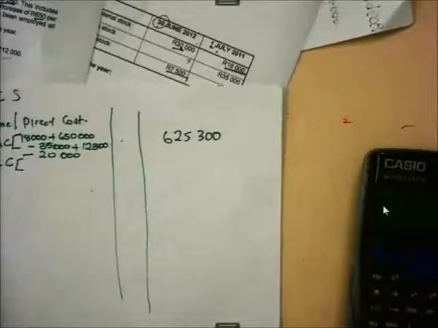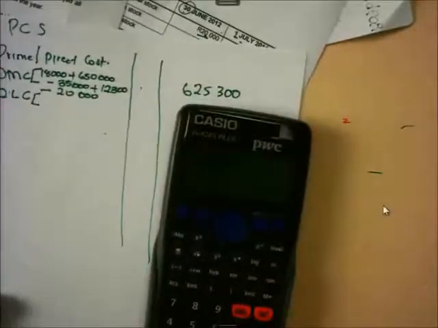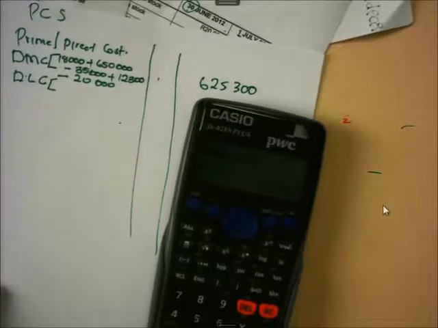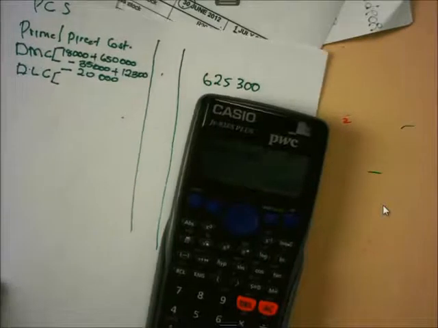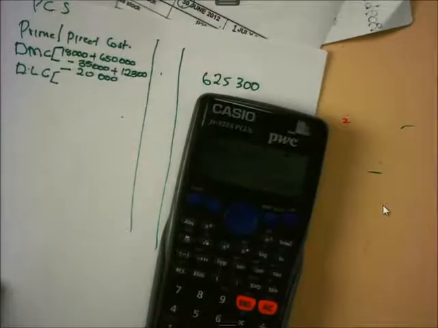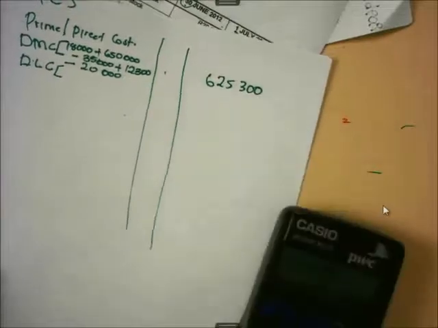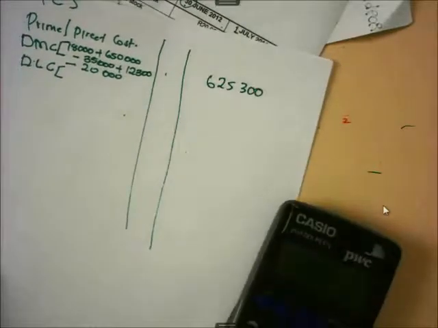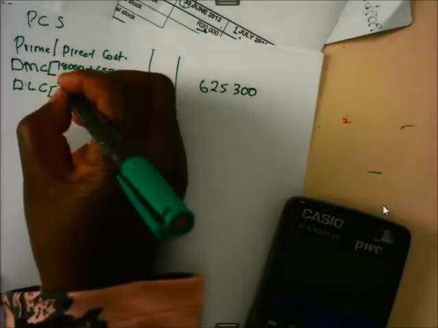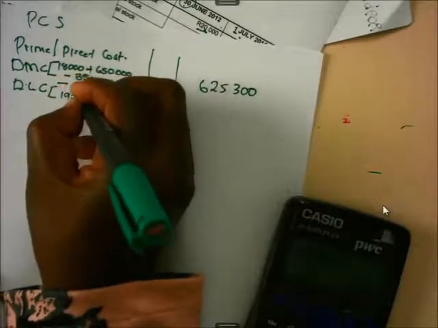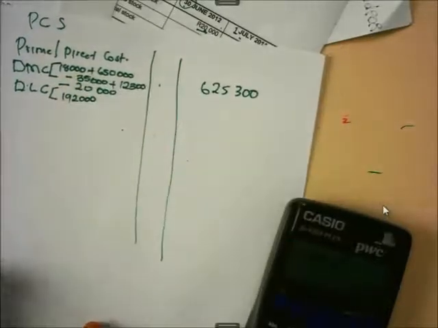Calculate it. How many employees do we have? 3. Each worked 1,600 hours at a rate of 40 rand. So now let's calculate. We say 3 by 1,600 by 40. Now the normal time wage is 192,000.